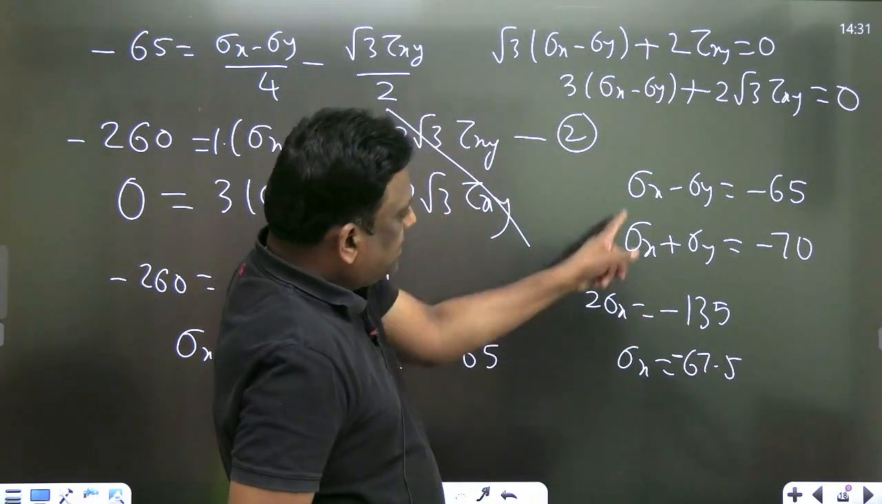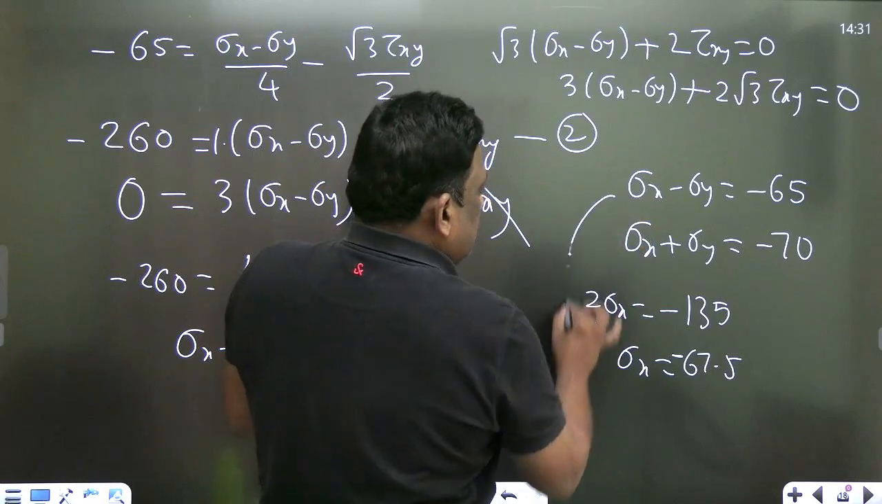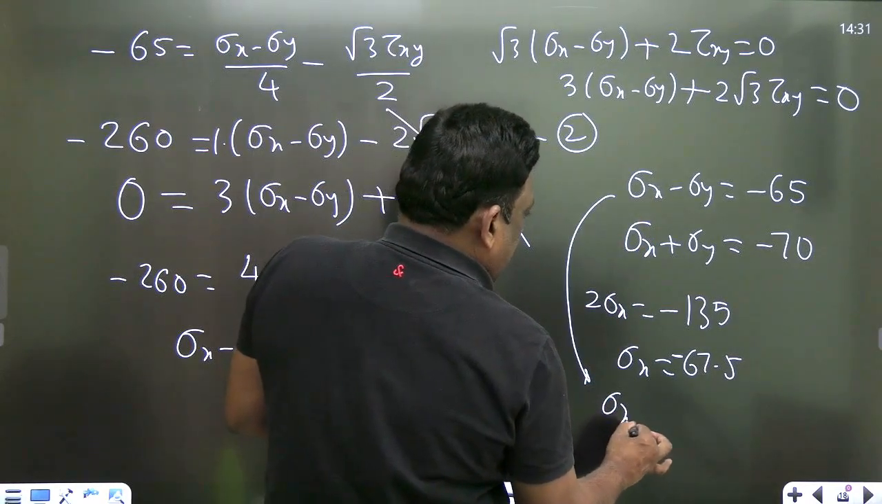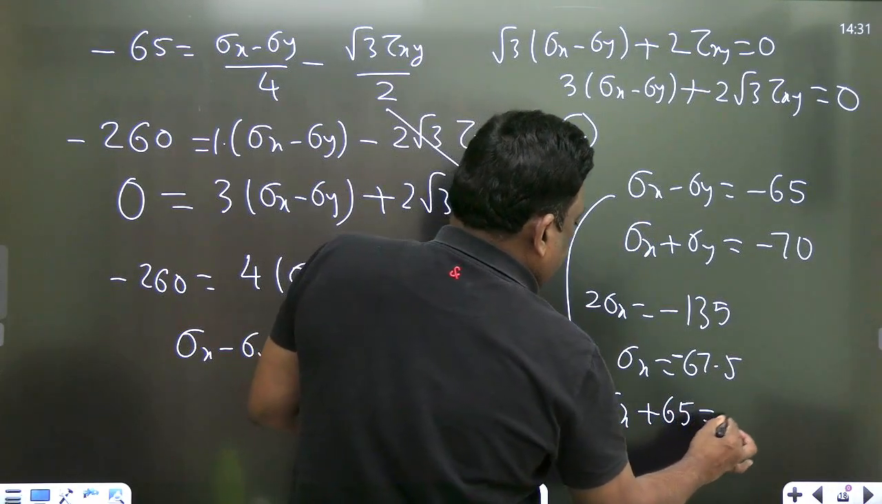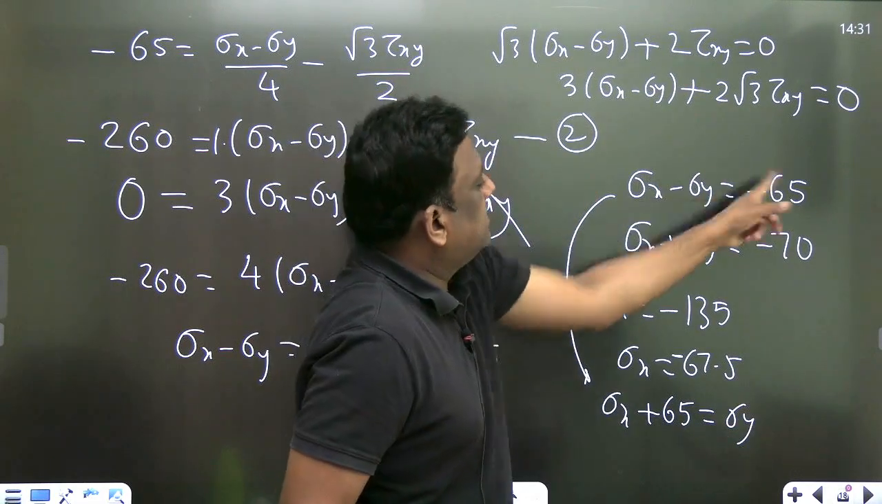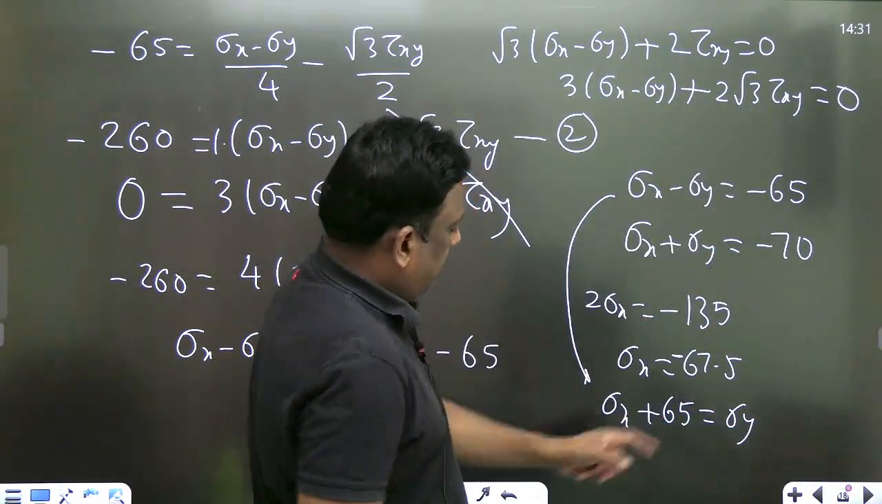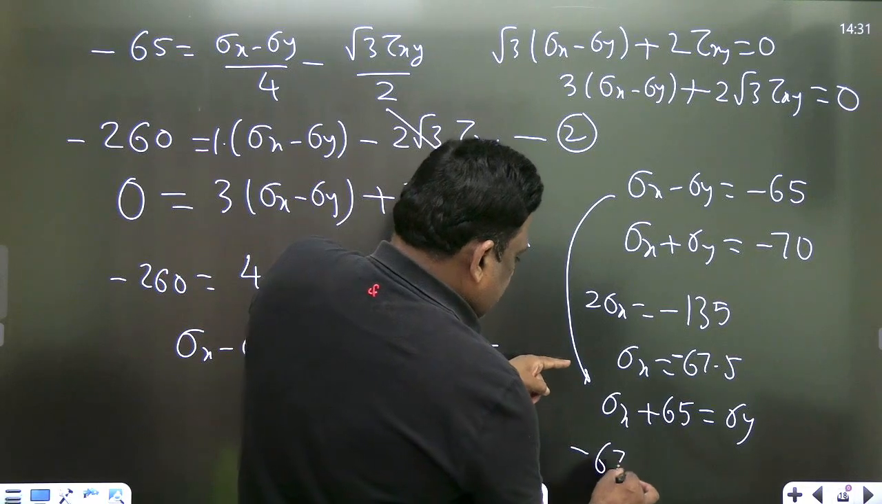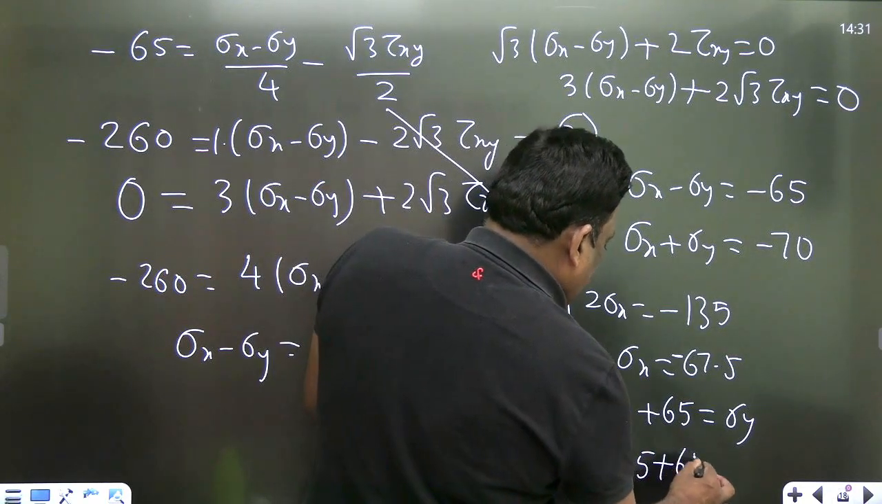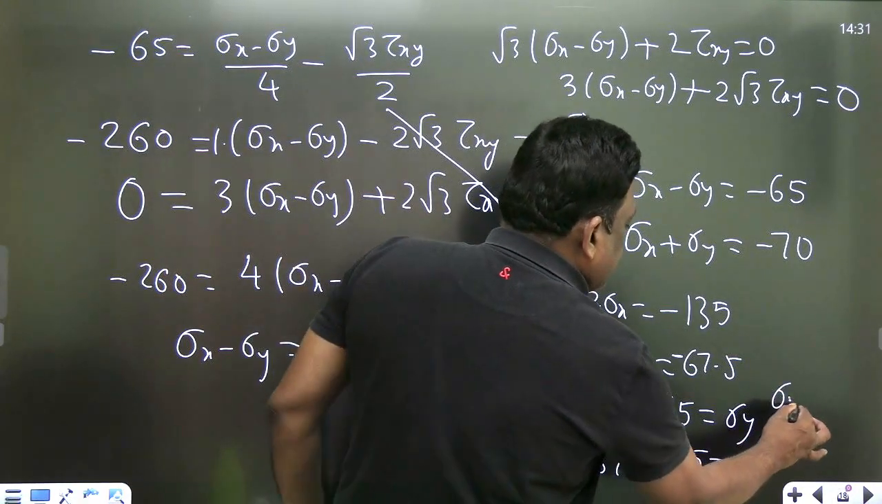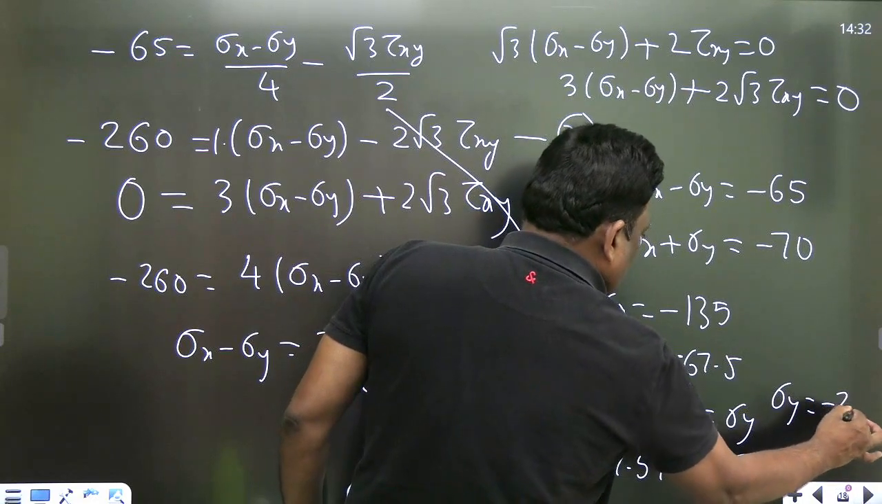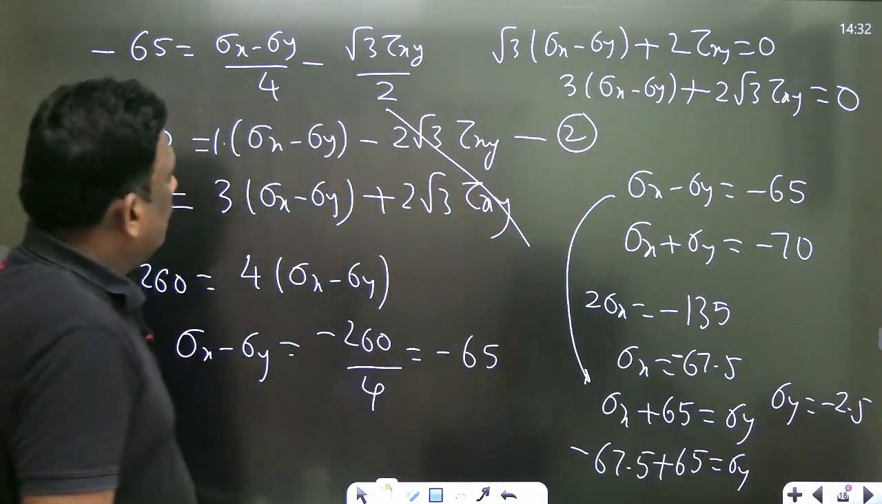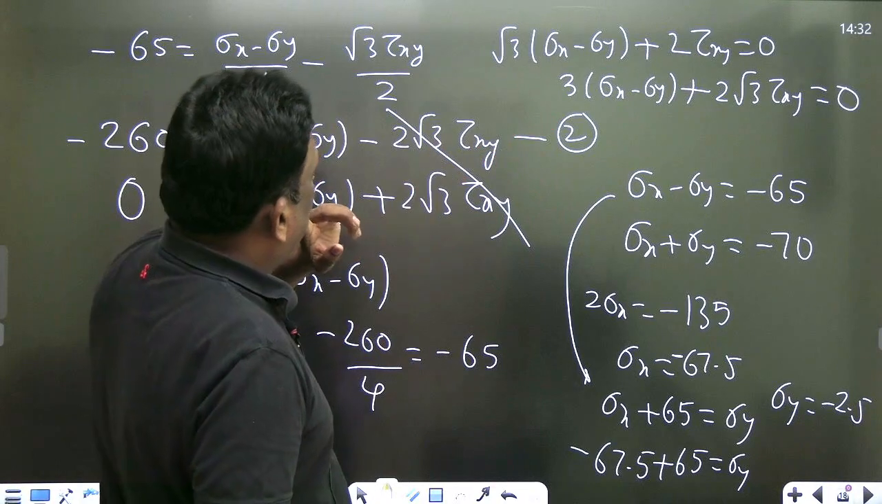If sigma x is known, what will be sigma y? So sigma y will be equal to sigma x plus 65. I repeat, इसको उधर ले जाना, sigma x plus 65. Sigma x is minus 67.5 plus 65 is equal to sigma y. So I got sigma y as minus 2.5. Excellent, sirs.